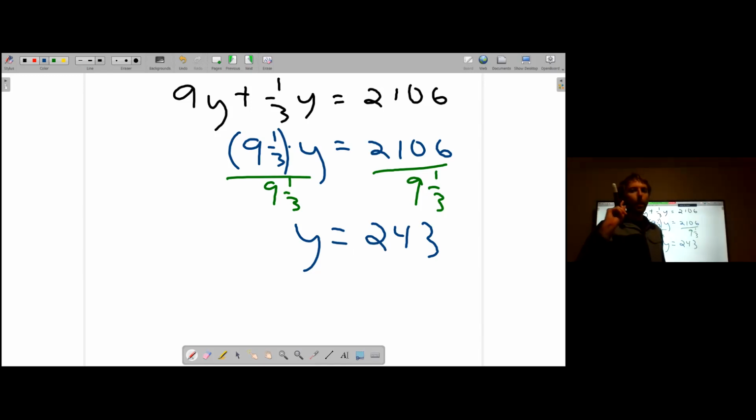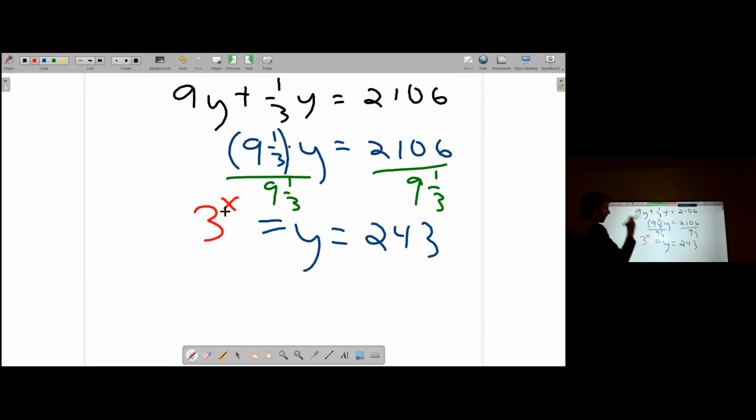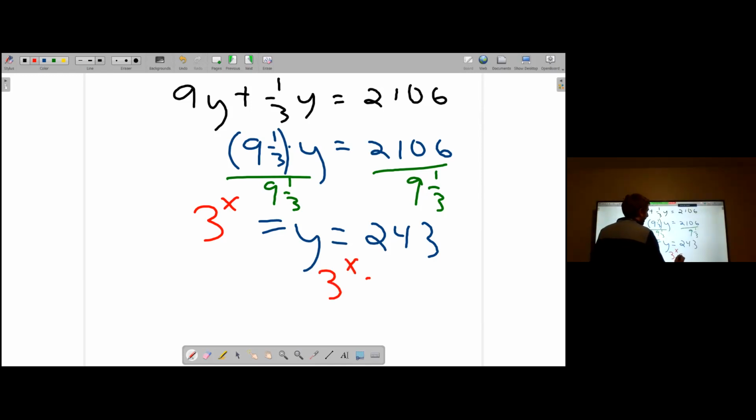That's great. But remember with these substitution ones, you're not done. Because we don't really want to know y, we want to know x. Remember what y is equal to? y was equal to 3 to the x. So we want to really find what x is. Okay, so we're really solving the equation now. 3 to the x is equal to 243. How do you solve that?